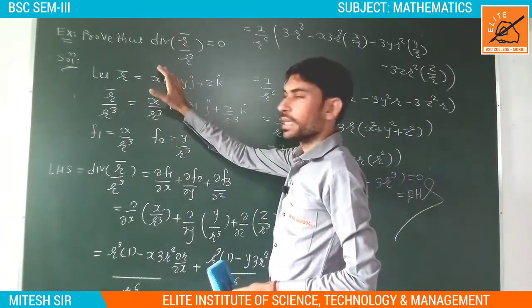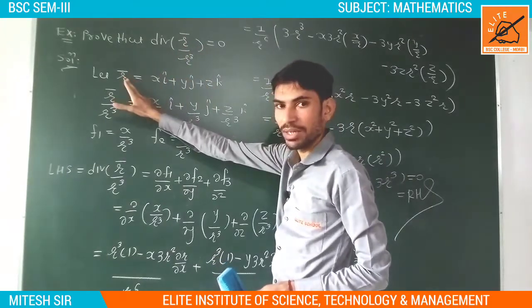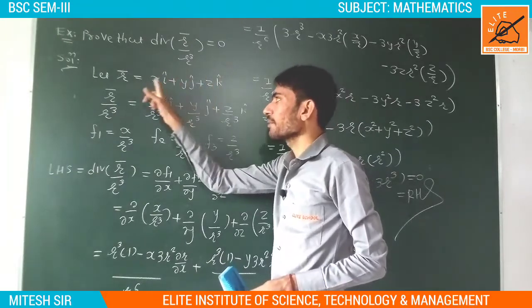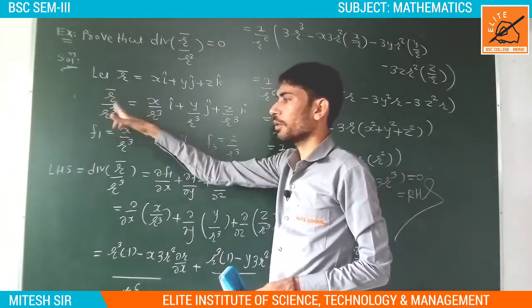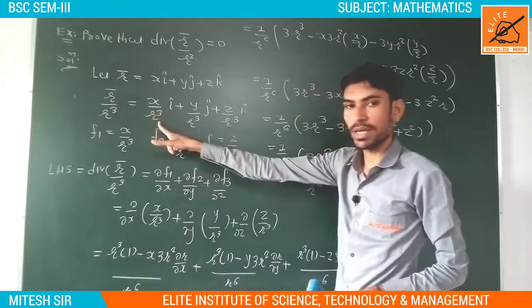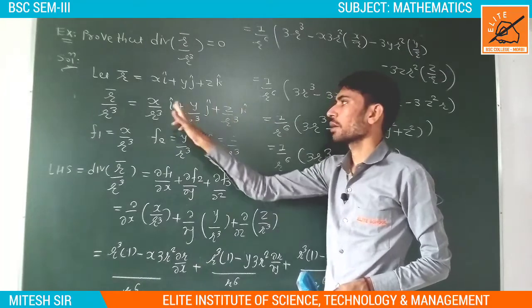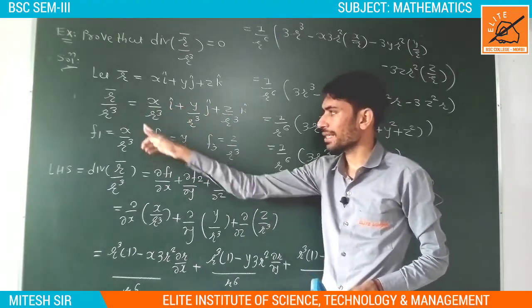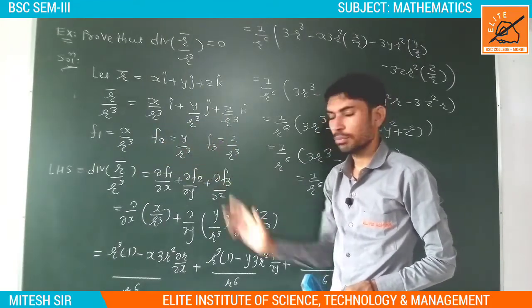So first of all, here we find vector r bar upon r cube. So write down the vector r bar, x i cap plus y j cap plus z k cap. Now we divide this vector r bar by r cube. That means we write vector r bar upon r cube, so x upon r cube i cap plus y upon r cube j cap plus z upon r cube k cap. Compare with f1 i cap plus f2 j cap plus f3 k cap. So our f1 is x upon r cube, f2 is y upon r cube, f3 is z upon r cube.